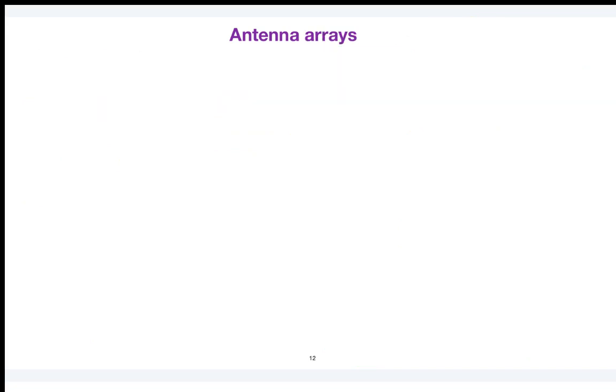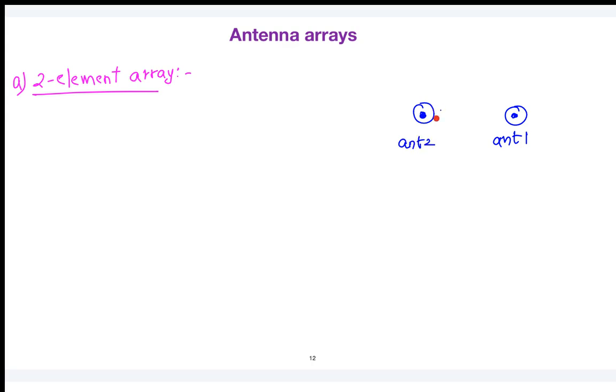And the next thing is antenna arrays. This is very, very important for your GATE. Antenna arrays means, as I told you, there are a number of elements which are connected in parallel. As an example, let me consider the two element array first. Let me say this is my antenna 1 and this is my antenna 2, separated by a distance of d.